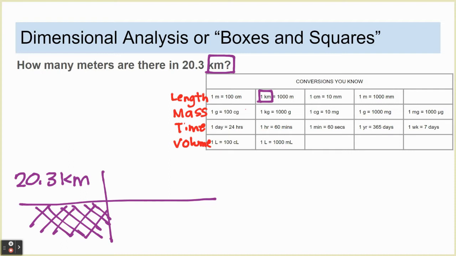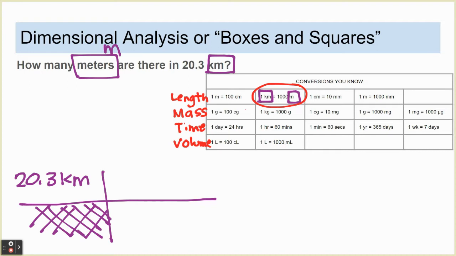Now, the unknown is meters, or m. So I need to look through this first row again. Which one has m? I see it right here. Therefore, I only need one conversion factor. It's this one right here. See it? And again, how do I know which one goes at the top? Is it 1 kilometer on top or is it 1,000 meters on top?